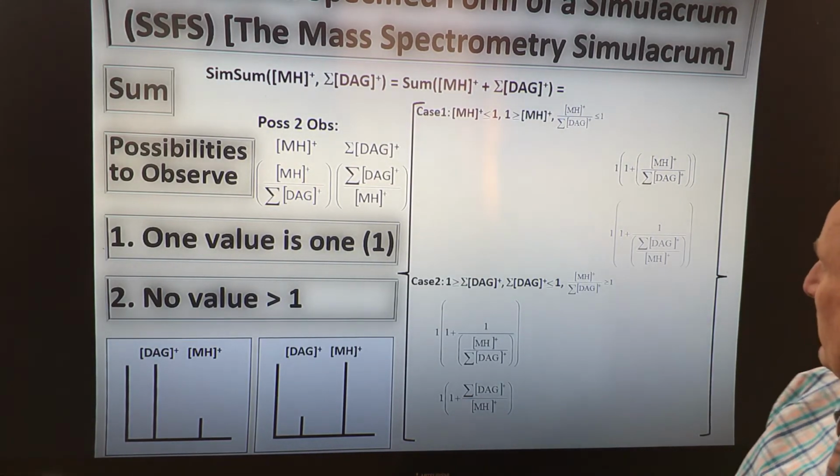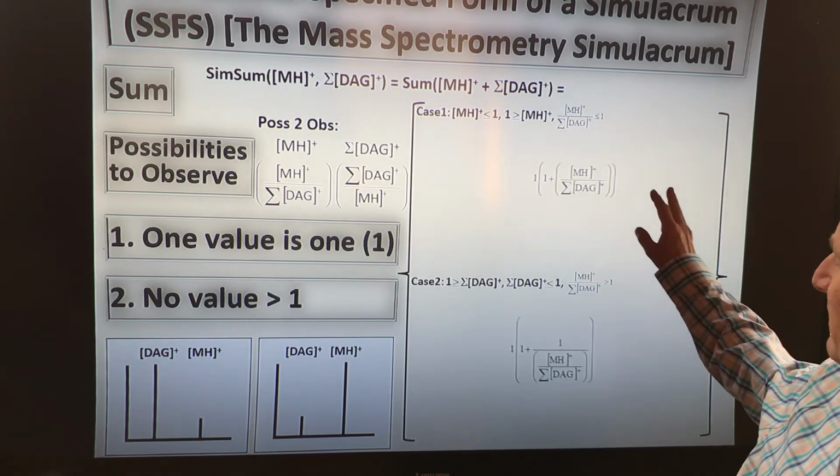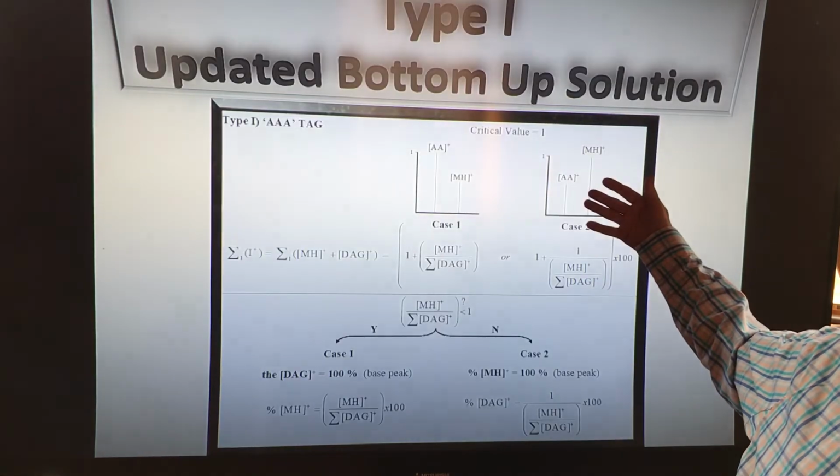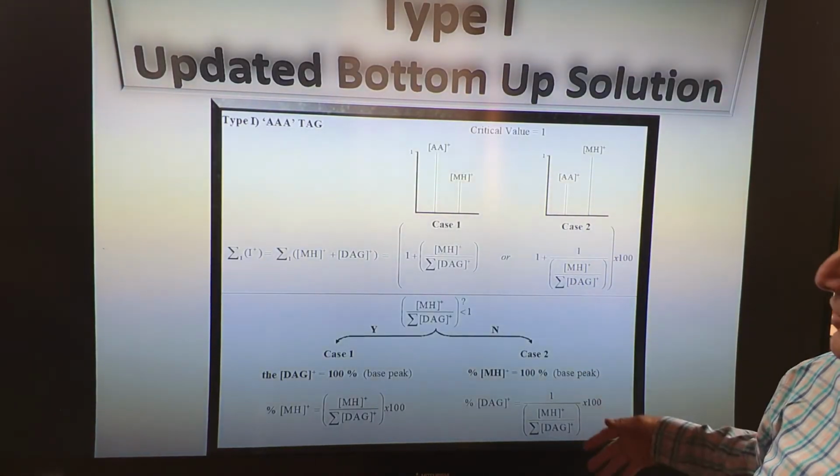Go ahead. Okay, so I'm just showing that you just eliminate all the other ones, and these simplify further, so you just get 1 plus a ratio and 1 plus 1 over a ratio.